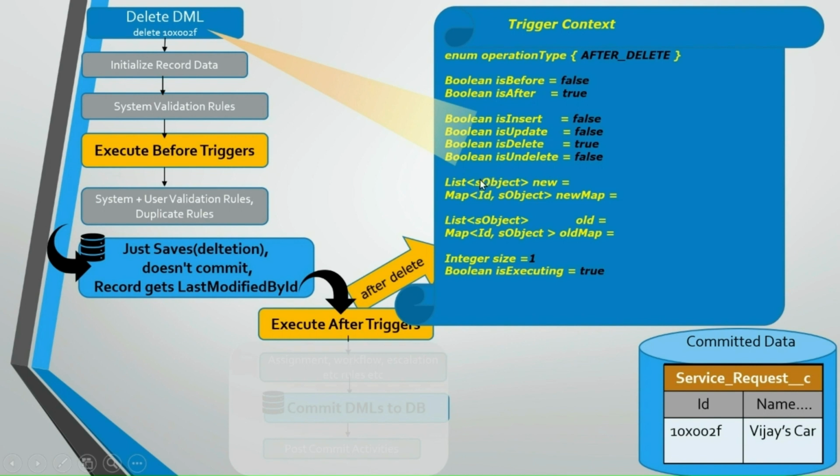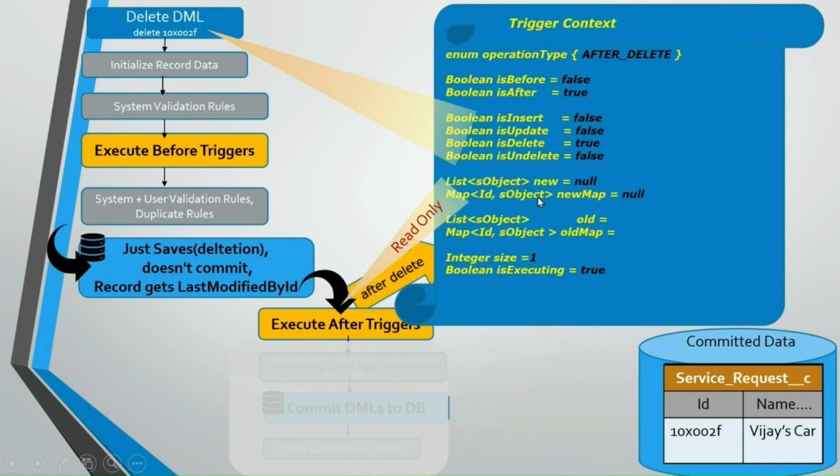The next section is for the new values in the list and map format. As we know, Salesforce tries to give the new map from the requested data. In this request, we could see we have only the ID and Salesforce cannot give us any other details in the new map. So the values of the new maps are assigned as null.